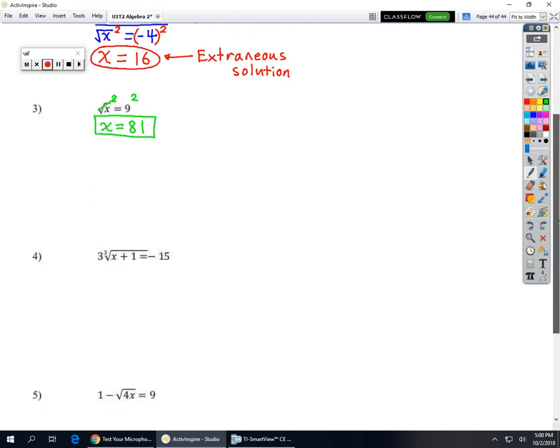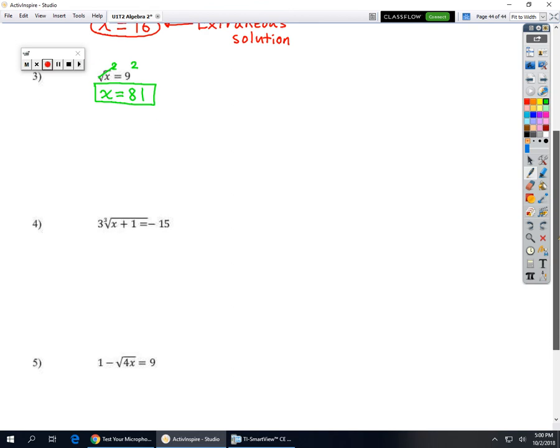All right, moving it along. Number 4. This one's a little bit more complicated. So something a little annoying about this paper, I don't like that the square root has gone over the equal sign. That should not be there. That's a lot better.